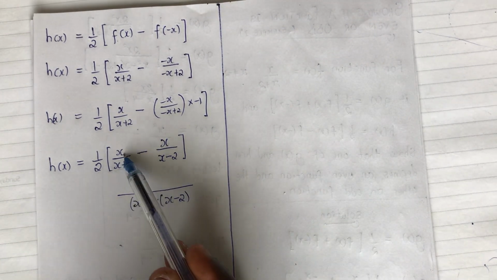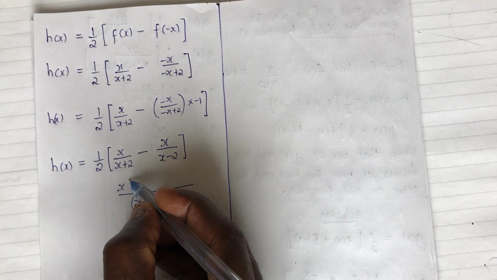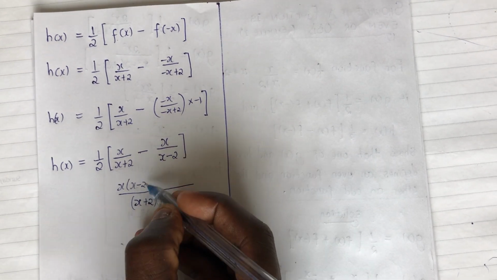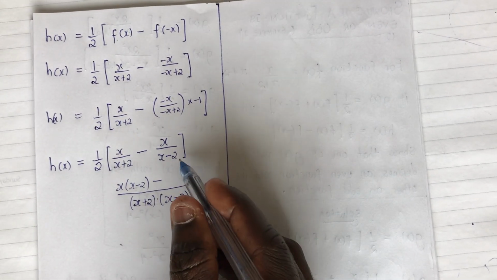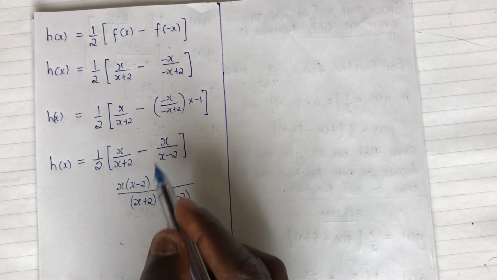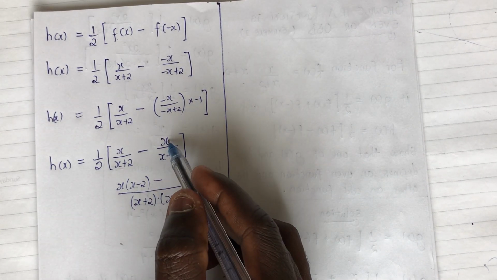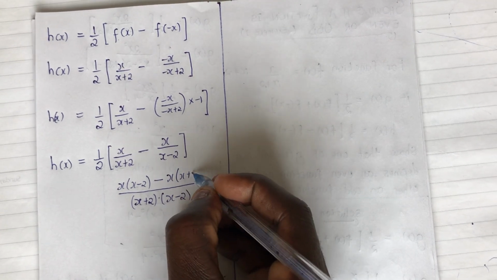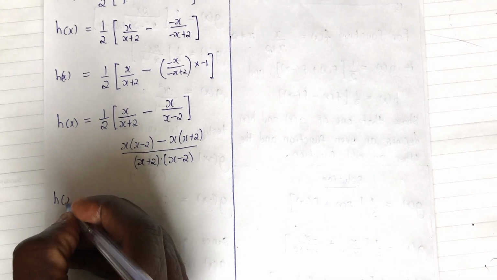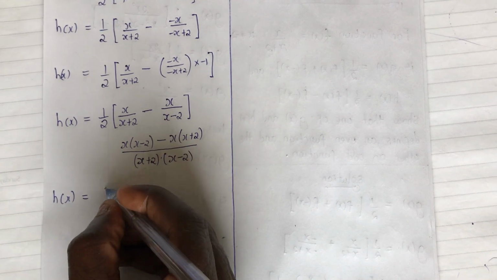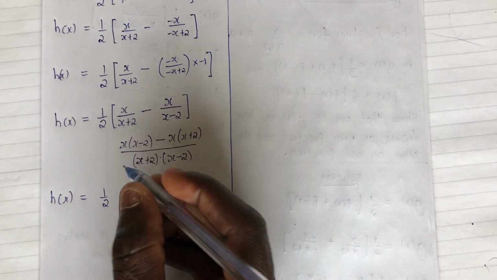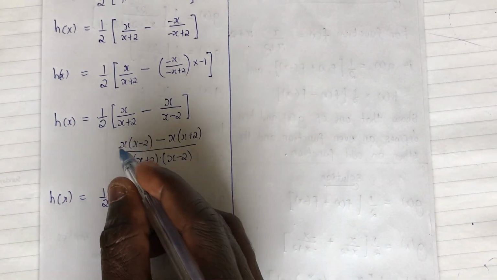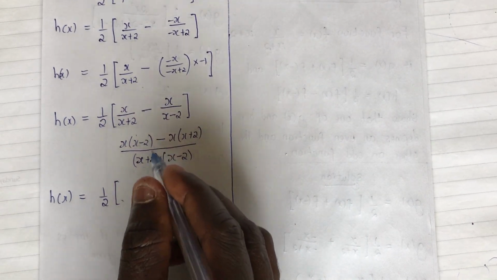X minus 2 will multiply the numerator. So we have x into bracket x minus 2. Then minus. This will now take care of this. We are left with x plus 2, multiplying the numerator, which is x, by the x plus 2. So the h of x will be equal to 1 out of 2 into bracket this result. We are taking this result.